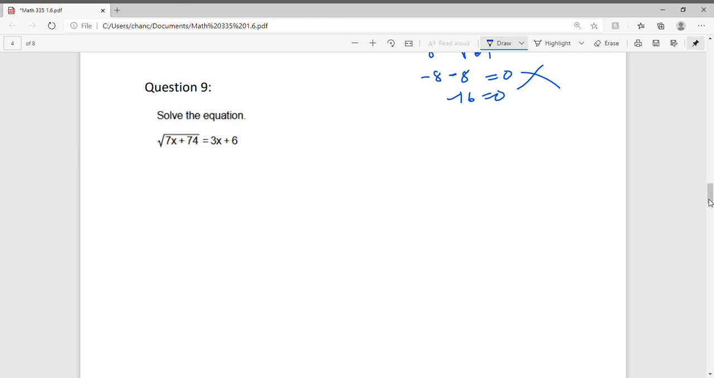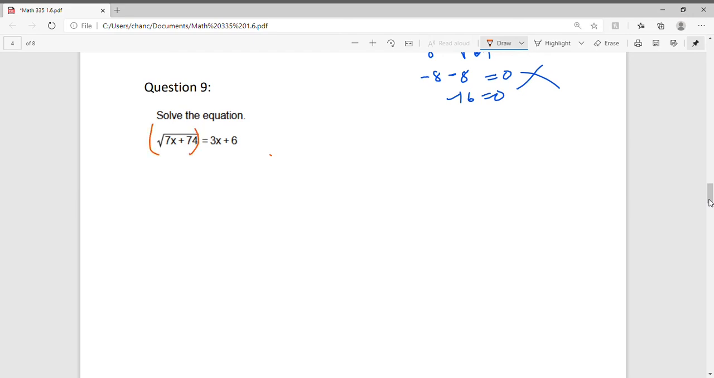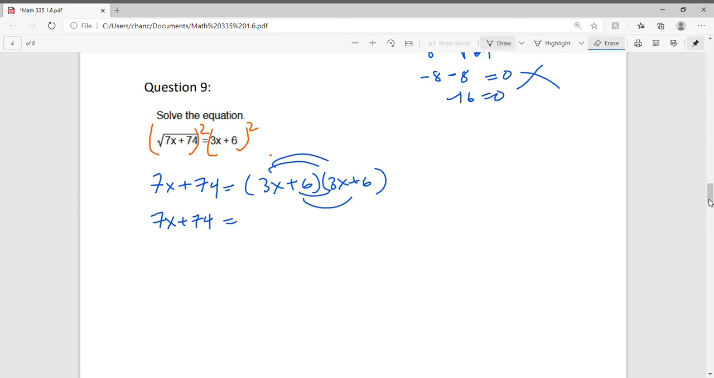Question number 9. I am going to again isolate that radical if possible, and it's already done for us, so we don't have to worry about that. Let's now square both sides. That gives us 7x plus 74 equals, now we'll have to FOIL out 3x plus 6 times 3x plus 6. We have 7x plus 74 is equal to 9x squared plus 18x plus 18x plus 36.